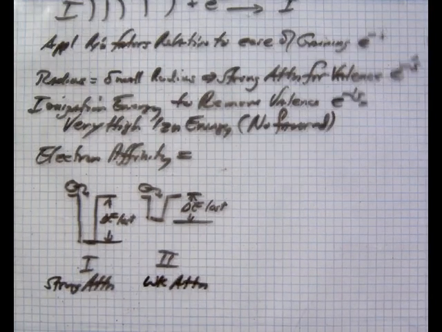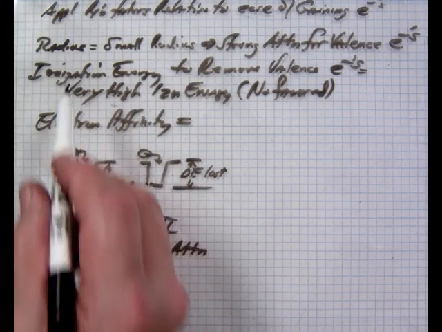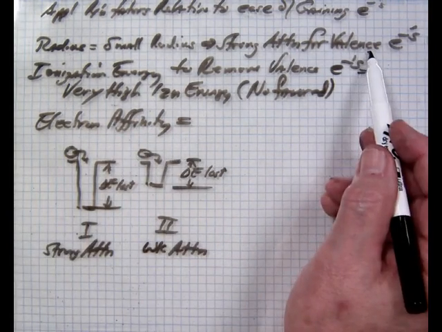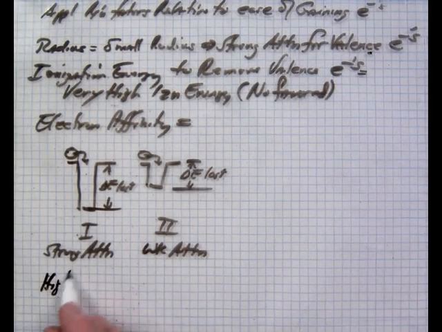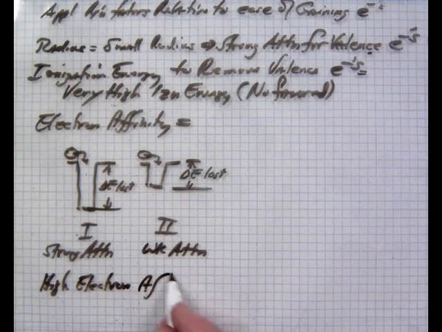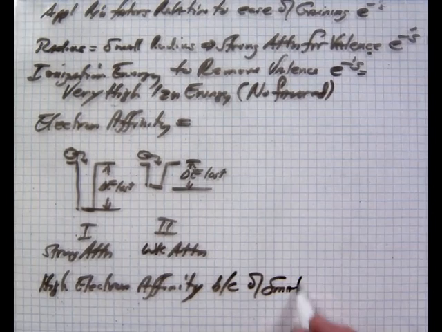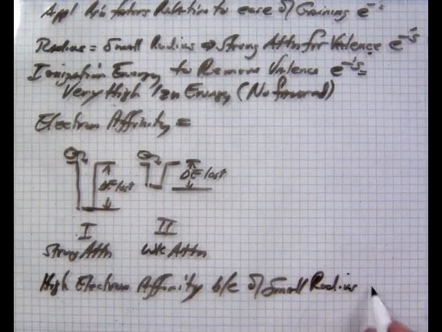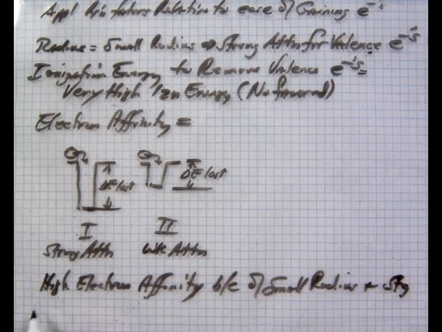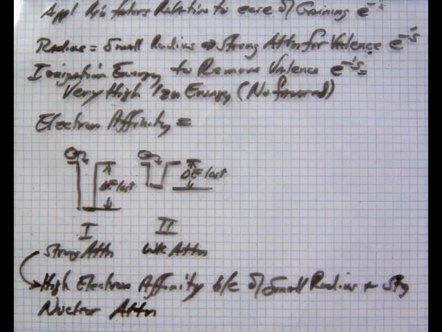And so the way we couch this in terms of gaining electrons in the outer shell, using this terminology, we say that a small radius, a strong attraction for valence electrons, has a high electron affinity, because of small radius and strong nuclear attraction. So that would be case 1.